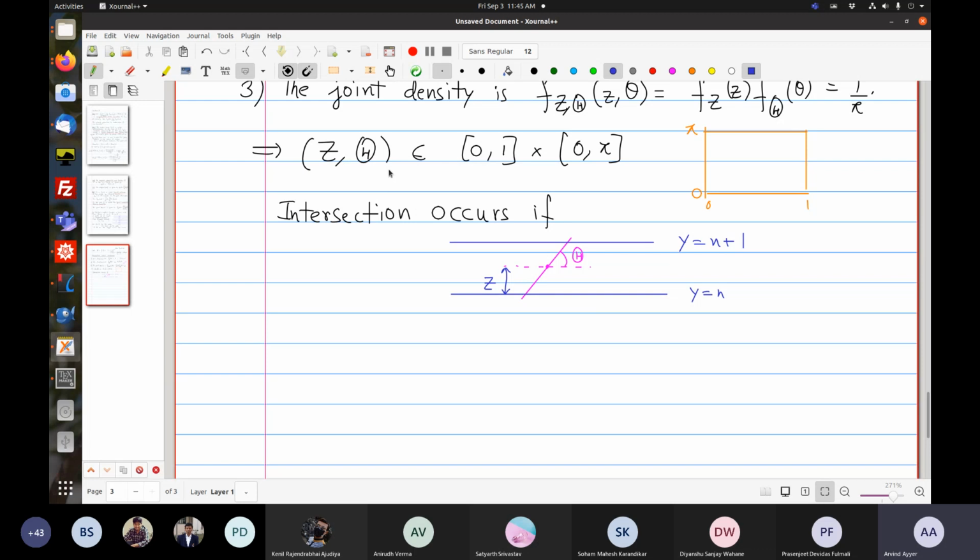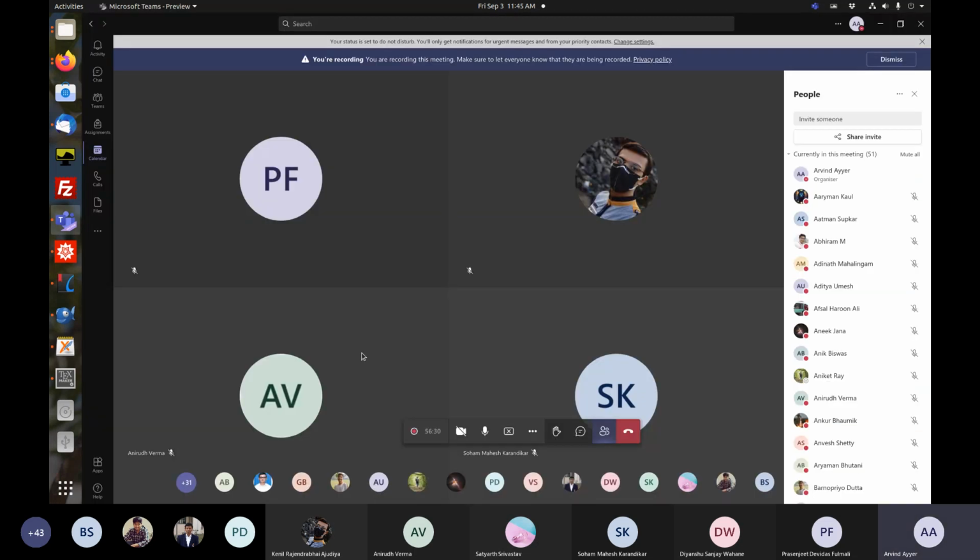Under what relationship between Z and theta will you have intersection? Anybody?